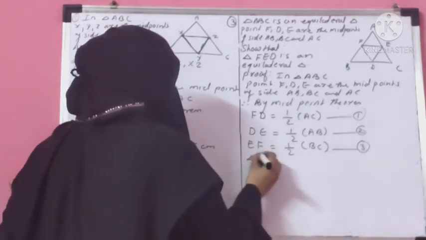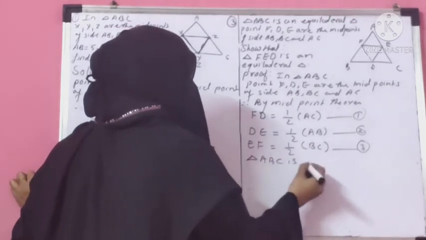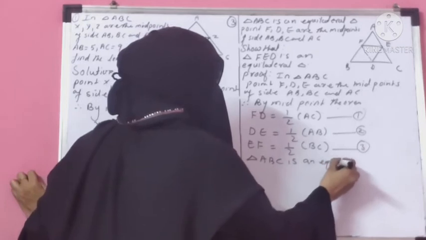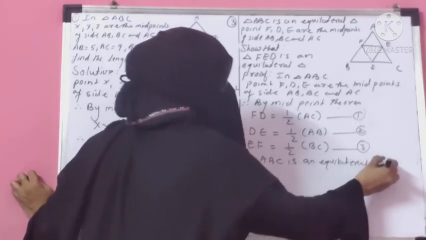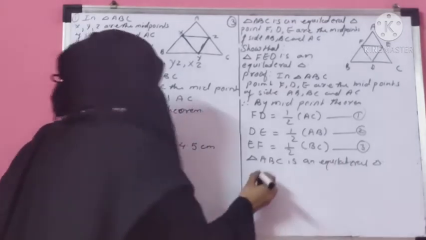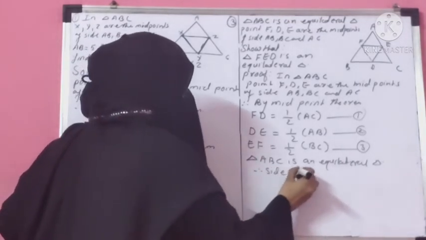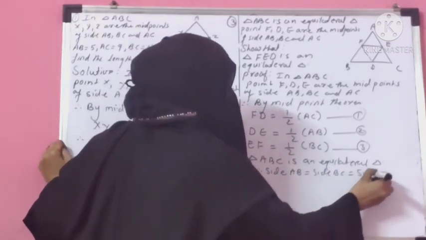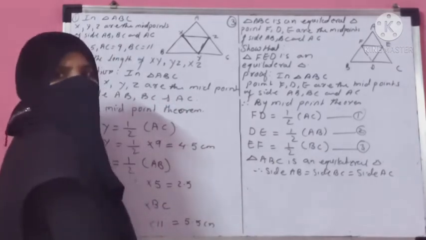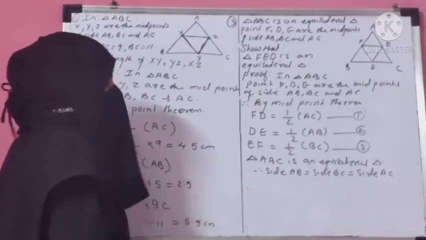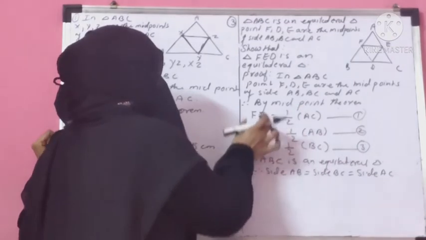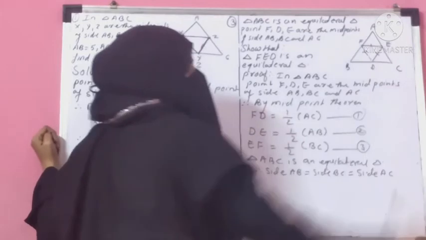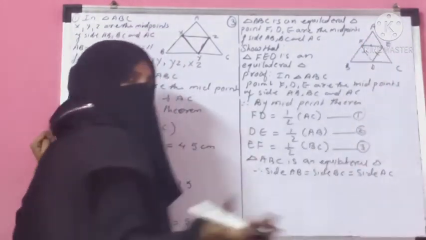Now triangle ABC is an equilateral triangle. So as this is an equilateral triangle, side AB is equal to side BC is equal to side AC. All three sides are equal. Now see here, if you prove FD is equal to DE is equal to EF, that means if you prove these three sides are equal, then you can prove this triangle is an equilateral triangle.